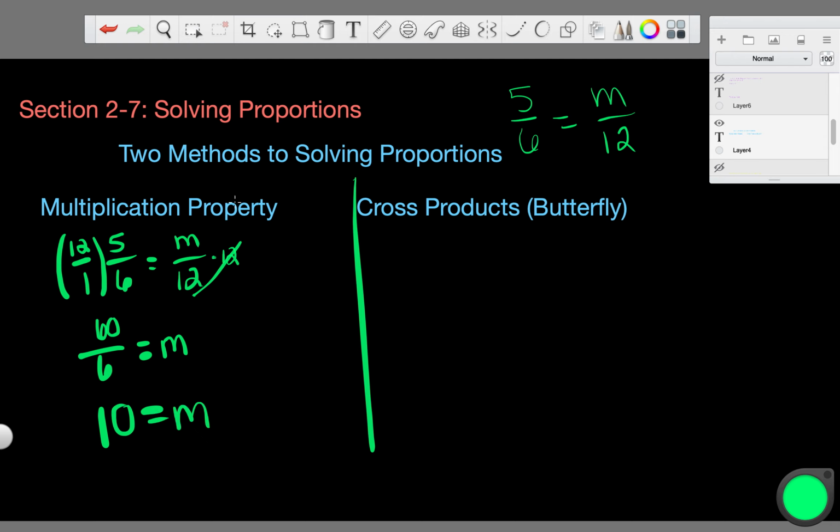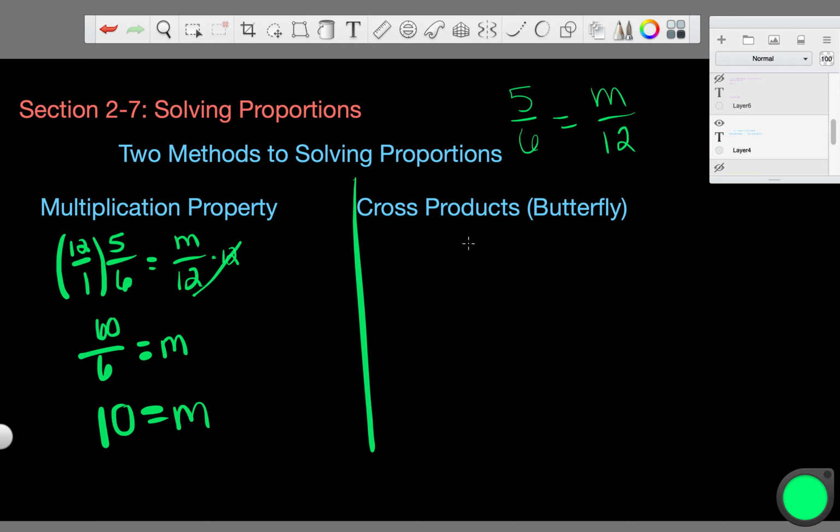So, something really important about the multiplication property. You can only really use this multiplication property if m is in the numerator. I'm going to say it again. I need you to write it down. You can only use the multiplication property if your variable is in the numerator. Okay? I'm going to show you the cross products property, which you guys, I think, like to call the butterfly method. I love this method because it works no matter where your variable is.